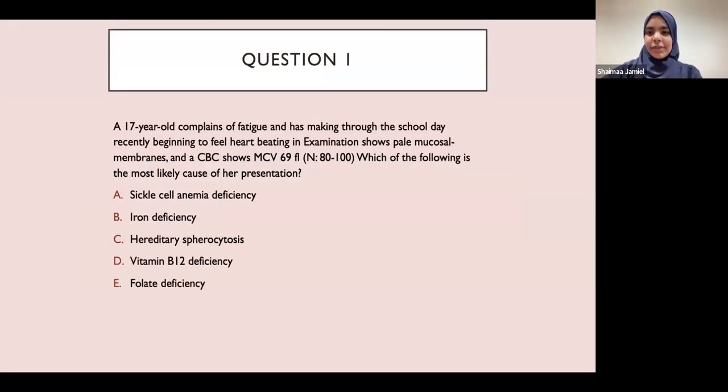So this is the first question. A 17-year-old complains of fatigue and has recently been beginning to feel heart beating.